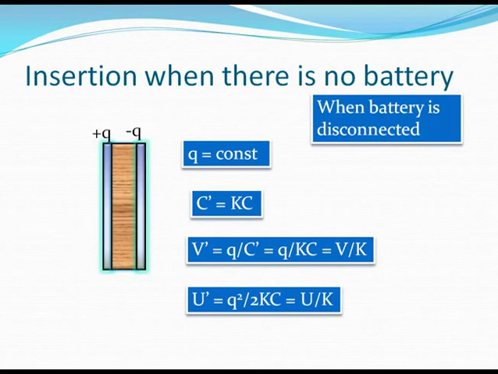Note that in the previous case, when a battery was connected to the capacitor, we calculated the energy using the formula half CV square. In this case, we are calculating the energy using the formula Q squared by 2C. We are doing that because, in the earlier case, V, the potential, was constant. In this case, Q, the charge, is constant. So it's easier to calculate the energy using the formula Q squared by 2C when there is no battery. But it's easier to calculate the energy using the formula half CV square when there is a battery.